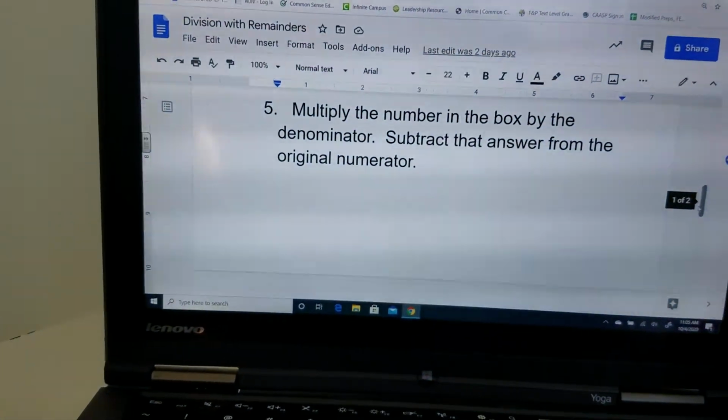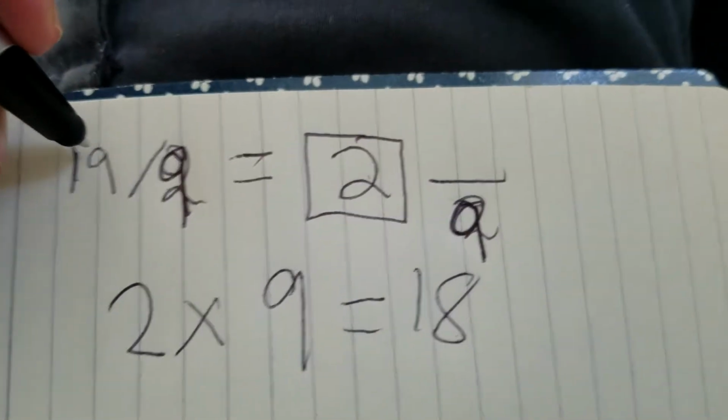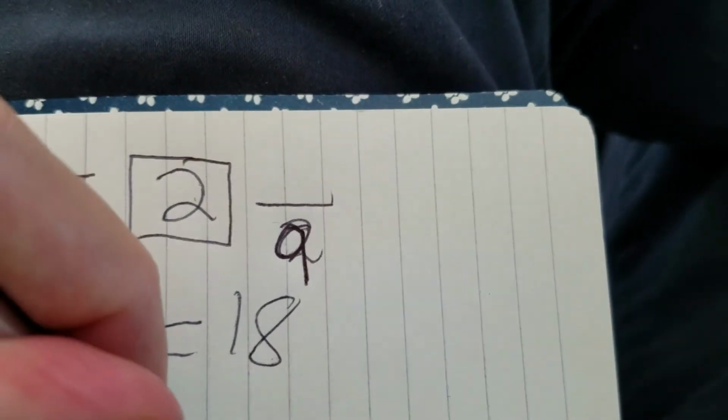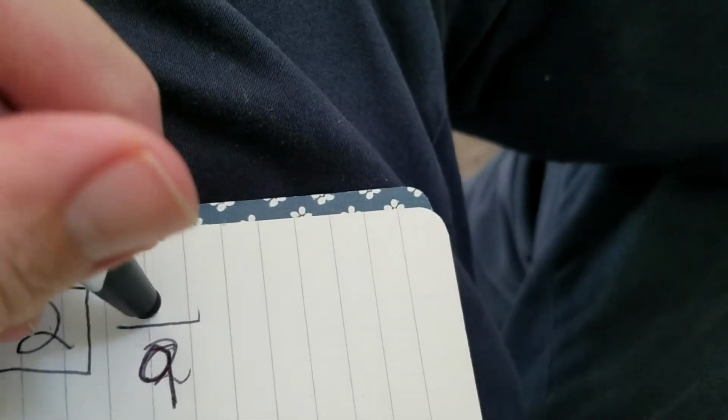Subtract that answer from the original numerator. So the numerator is 19, so 19 minus 18 equals 1. So now we have this 1. So the only number left to do is put the 1 right here as a numerator. So our answer is, we're going to make the right answer right here fully, 2 1/9. Ta-da!